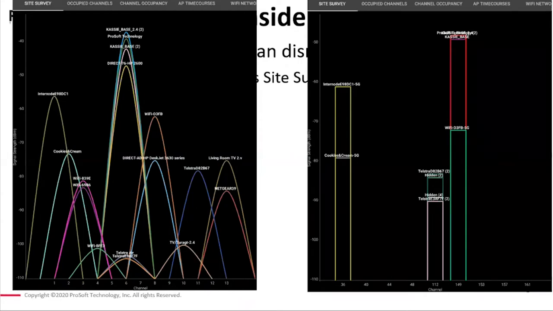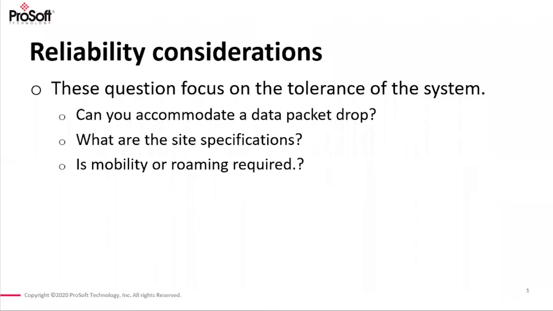Finally, we look at reliability. To help us understand whether the entire communication system design is ideal, we ask questions like, can you accommodate a data packet drop? What are the site specifications? Is mobility or roaming required? Which give us a clear picture of the tolerance of the system.